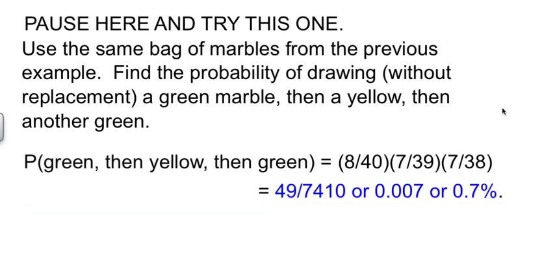Probability of green, then yellow, then green. There were 8 green out of the original 40. There were 7 yellow out of the 39 that are left. And then there are only 7 green left because we kept one, out of 38. 49 out of 7410 if you write it as a fraction, or 0.007, or 0.7%.